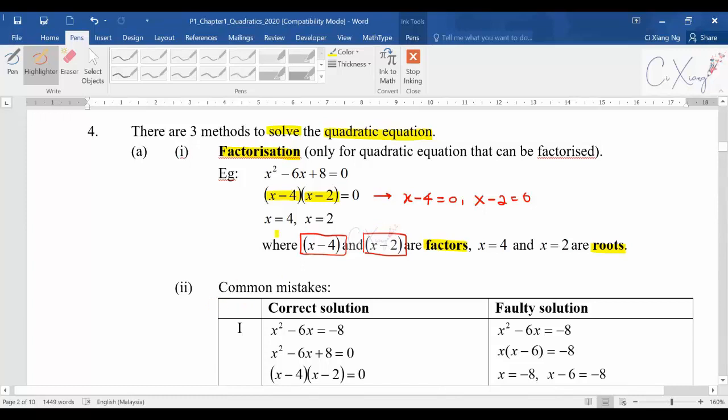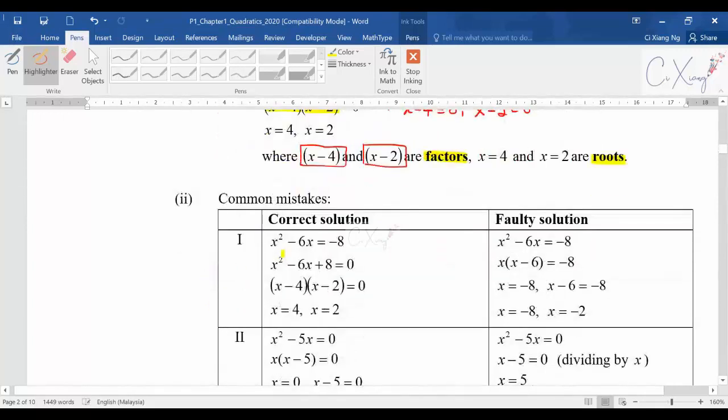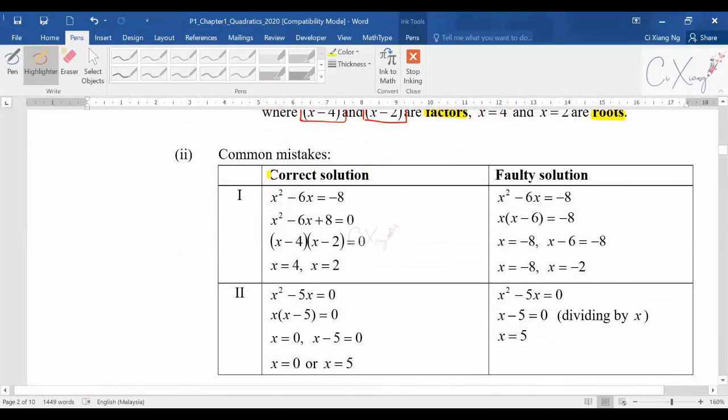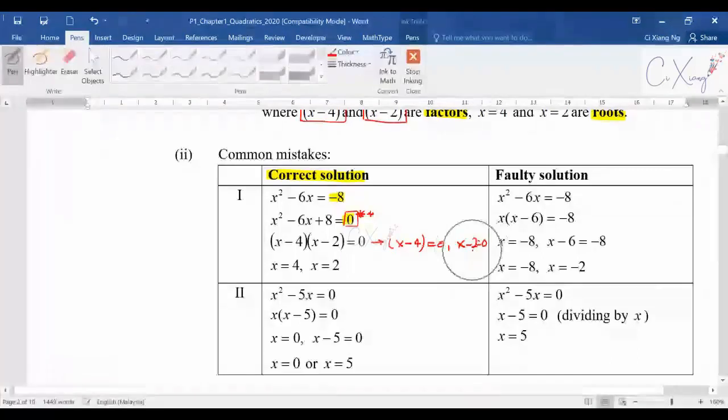The first method is factorization, and there are common mistakes that I usually see in exams. Let's look at the correct solution first. If you want to factorize and separate the brackets, as an example, if you have negative 8, you have to move everything over so it becomes 0 first. This is a must. When you want to factorize and solve the equation, it must always equal 0. Only after you factorize can you separate it into two brackets equal to 0. Only 0 is allowed.